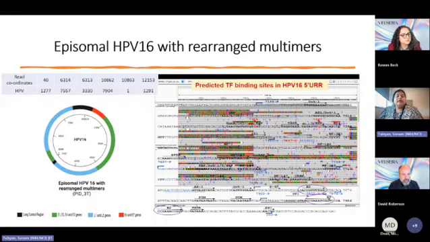And when we looked at the predicted transcription factor binding sites in the HPV-16 long control region, or upstream regulatory region, we found that there is a duplication of these transcription factor binding sites, E2 binding sites, which are just before the P97, which is the transcription start site. I'm saying duplication because the region highlighted in black is the URR, or the long control region, and the rearrangement involves more than one copy of the LCR region.